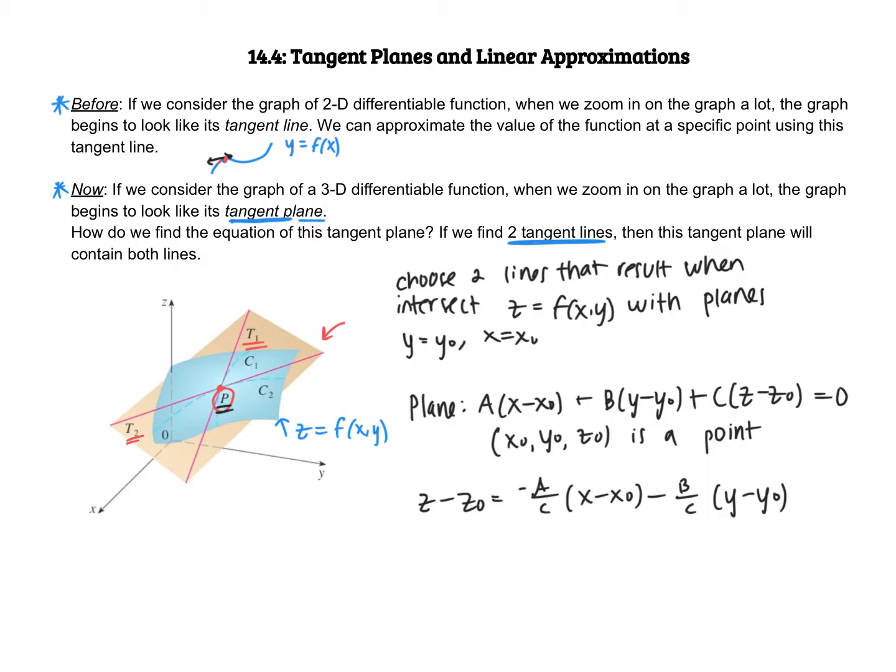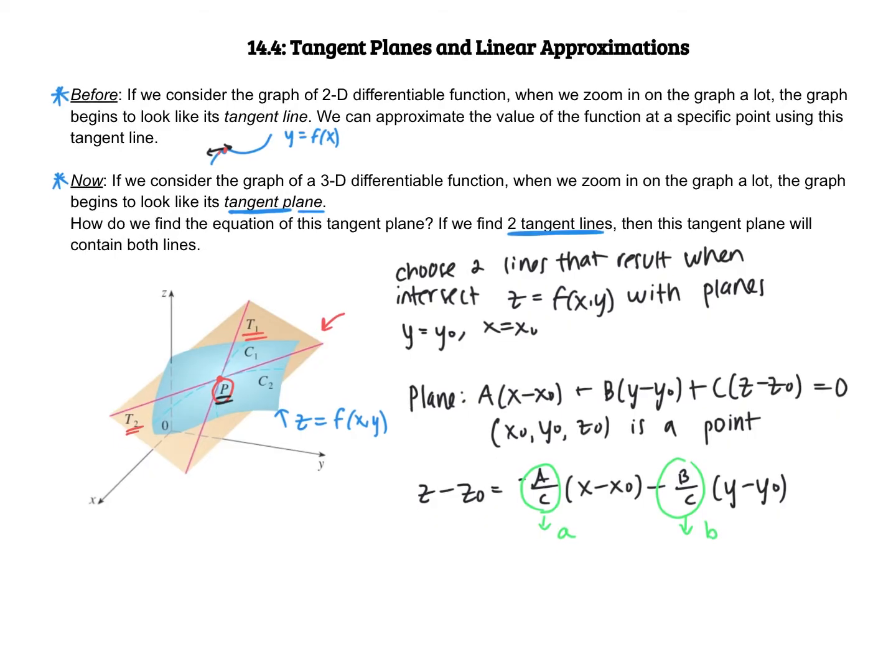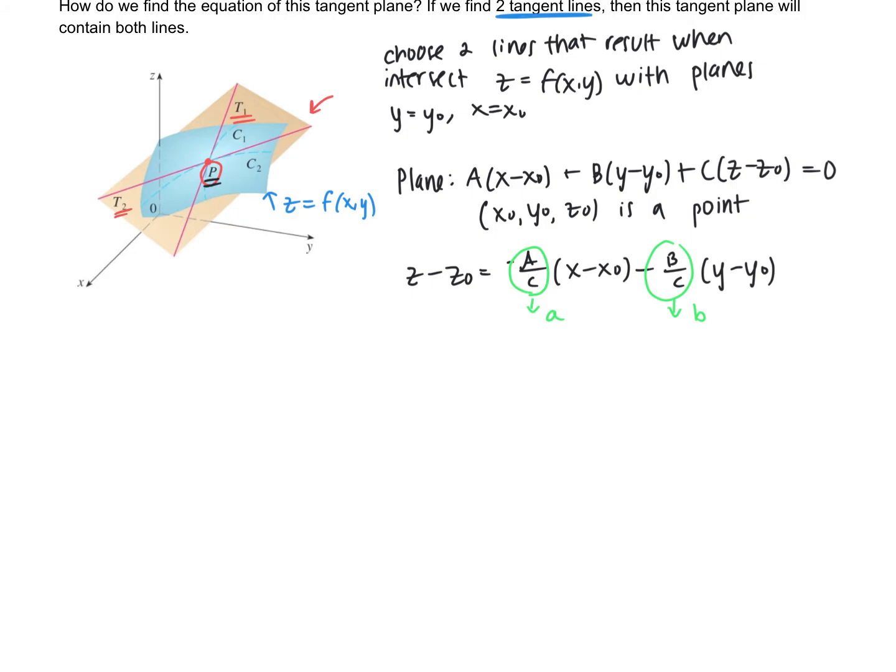Well, these are just 2 constants. I'm going to call this constant little a, and this constant little b. So then we get z minus z naught equals a times x minus x naught plus b times y minus y naught. That is just the general form of a plane.